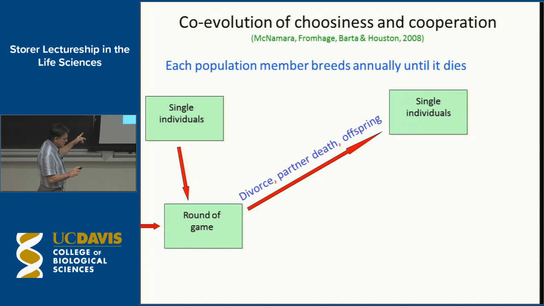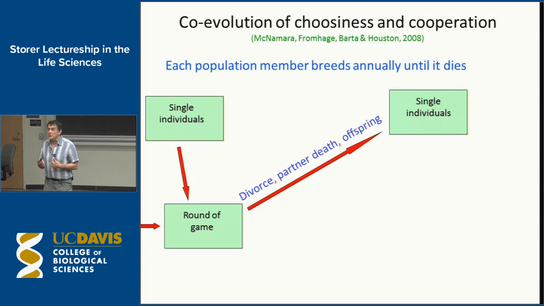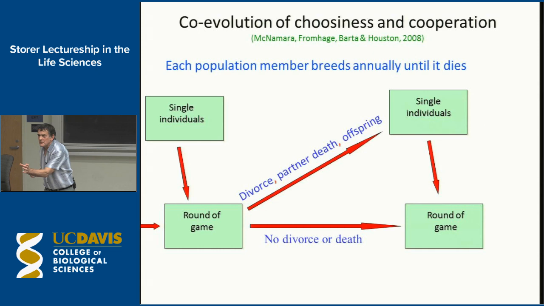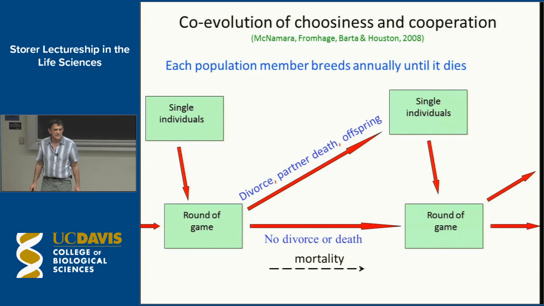So if you think about who's going to be single at the beginning of next year, it's going to be individuals who have divorced their partner, individuals who have been divorced by their partner, individuals whose partner has died, and any offspring they've produced. Others, if there's no divorce or death, then they go forward as a pair. They maintain their bond. And I should say, there's death. It's important there's some sort of mortality going on so these individuals don't live forever. That's going to play a critical role.